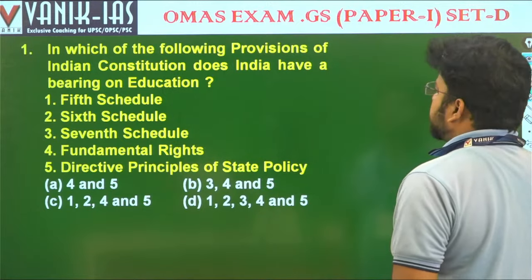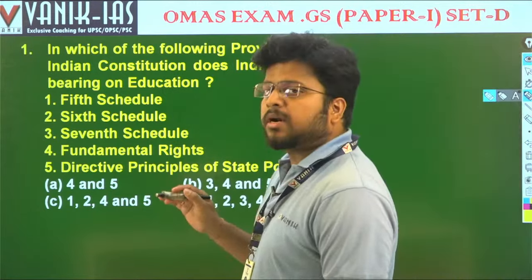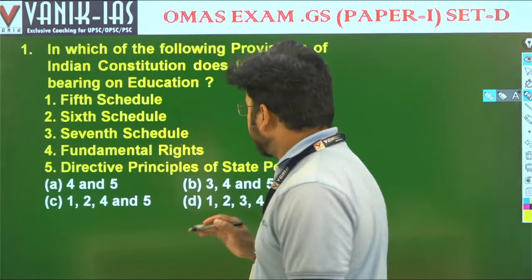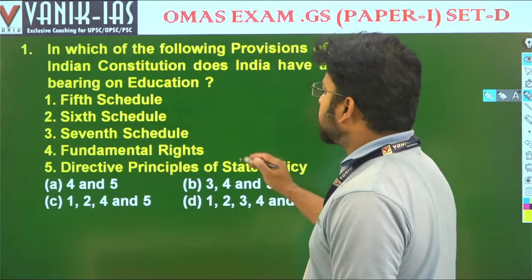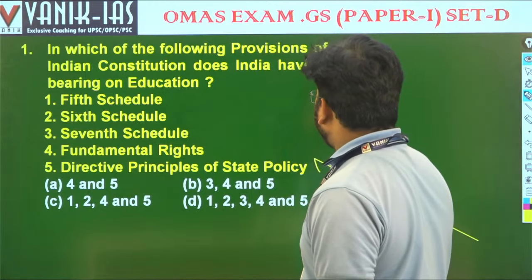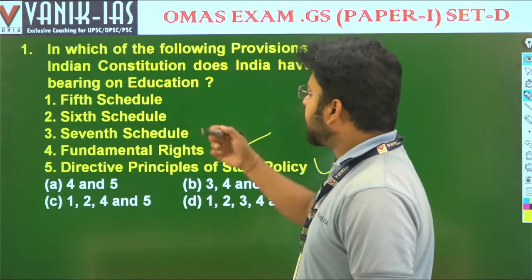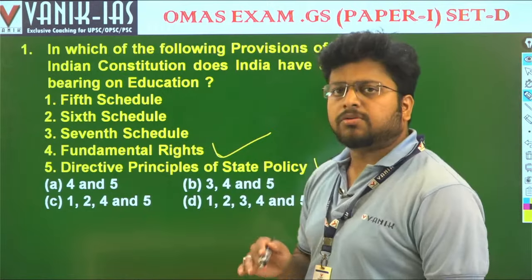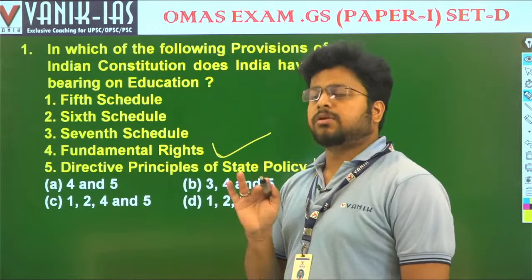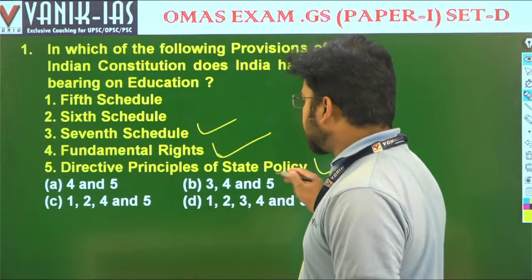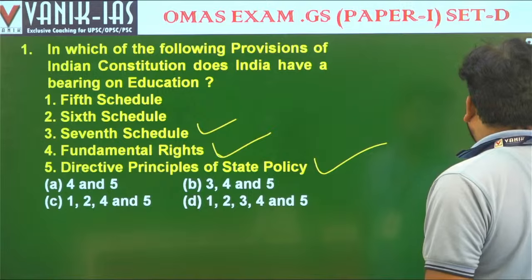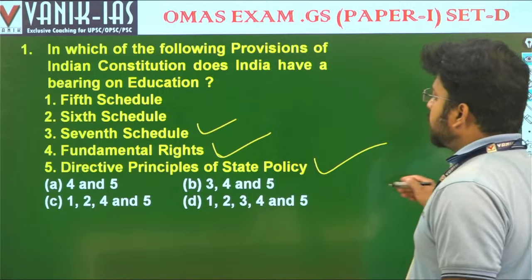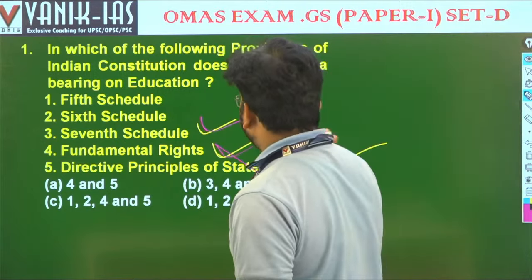We know that it is a fundamental right. Right to education is a fundamental right under Article 21A. And earlier, it was in DPSP. And every entry is mentioned in the 7th schedule. It may be state list, concurrent list, and union list. So at least these three, you are right. Definitely. So 3, 4, 5 are right.